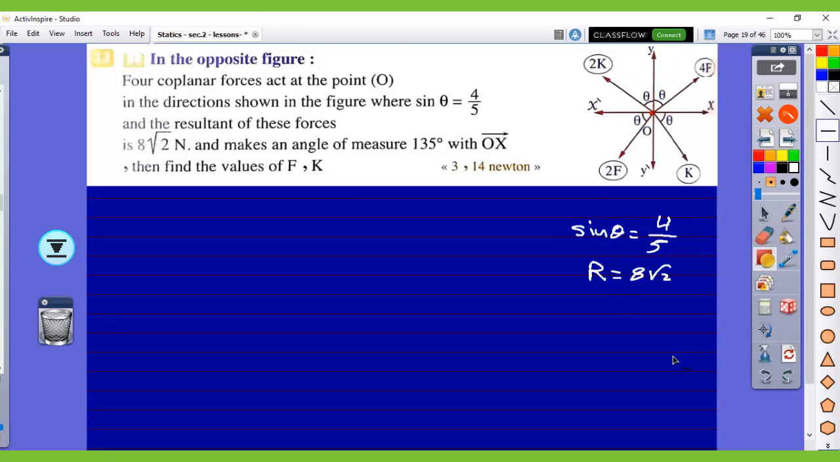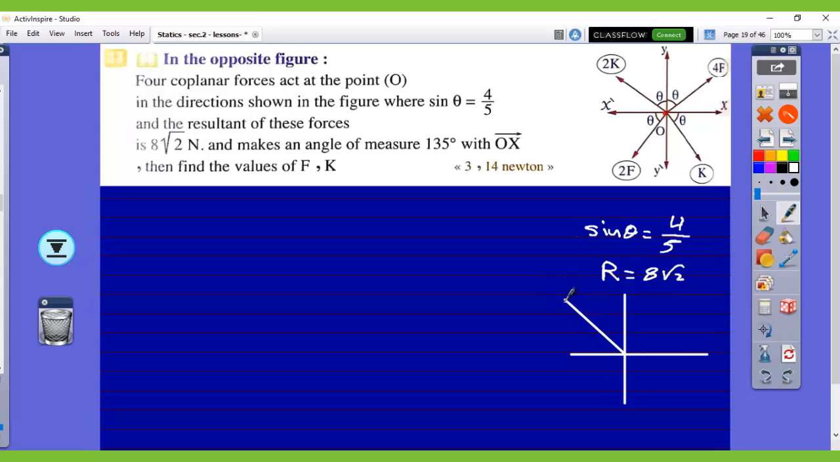We can draw two perpendicular directions to represent the resultant. Here is the resultant, makes an angle of measure 135 to the horizontal. So we write R, and this angle equals 135. The components of this force of the resultant, we have two components, one in the horizontal direction and the other in the vertical direction, considering the inclination angle with the positive direction of the x-axis is 135.